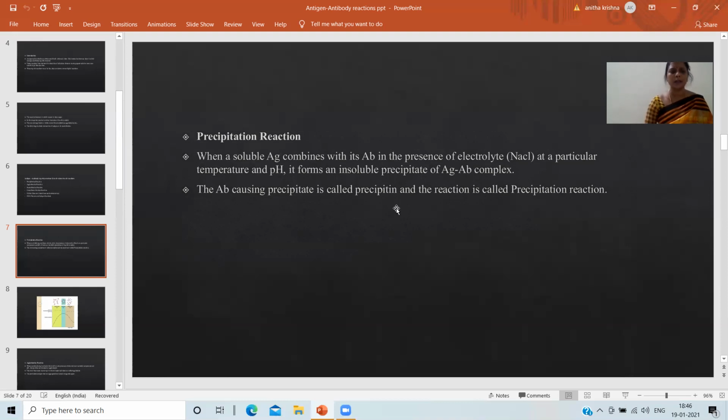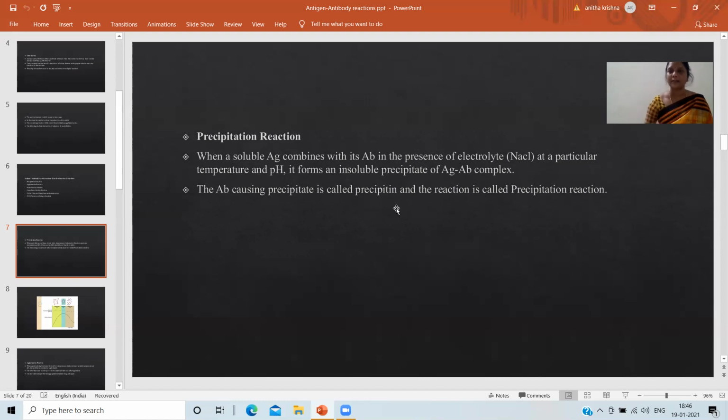So here what you do is you have to take a series of test tubes, and you have to add a constant amount of antibody in all the test tubes. And after that, you have to add your antigen in increasing amounts. Like if you add 1 ml in the first test tube, you have to add 2 ml, then 4 ml, then 8 ml, then 16. So it has to be an increasing pattern.